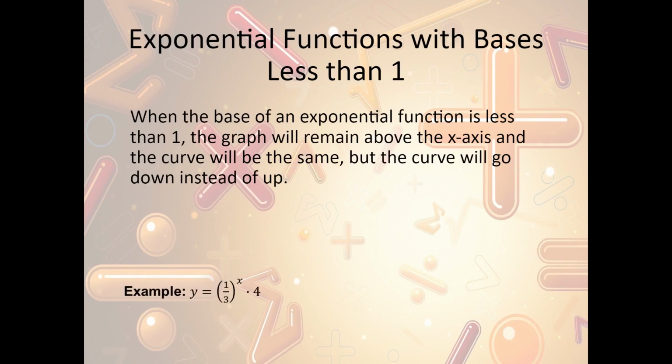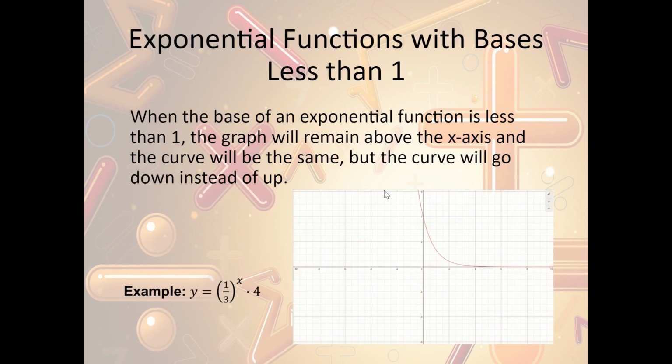For example, we have y equals 1/3 to the x power times 4. So notice this is smaller than 1, and a normal curve goes up, but if we have a base number less than 1, it's going to go downward as we go from left to right. So it looks exactly the same as 3 to the x, except it's just mirrored over to the other side and going this direction.